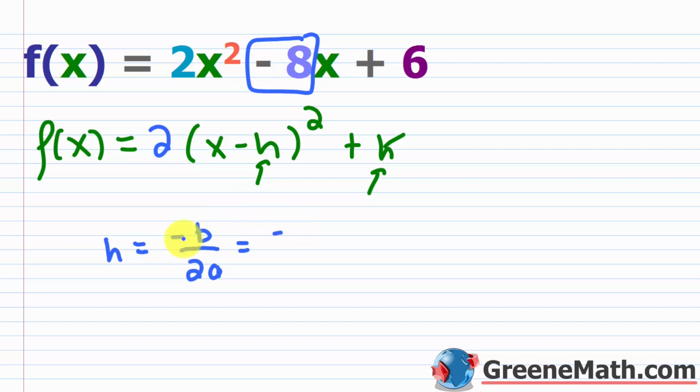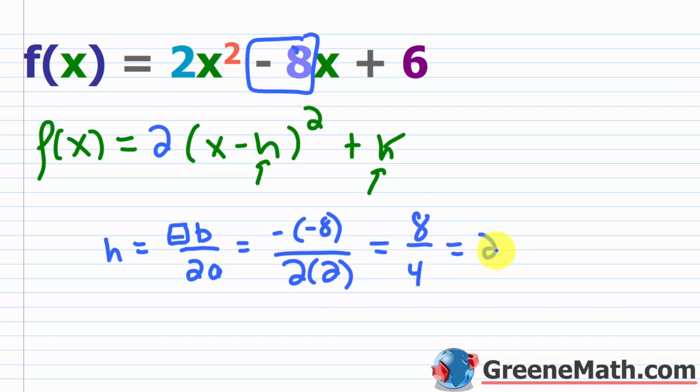So make sure you don't make a sign mistake. You've got a negative there. You've got a negative 8 there. So the negative of negative 8, which would be positive 8, over 2 times a. A in this case is 2. So that's 8 over 2 times 2, which is 4. So this is 2. Okay, so this guy would be 2, and that would be the x-coordinate for our vertex.